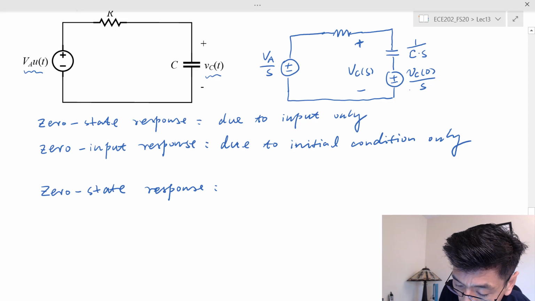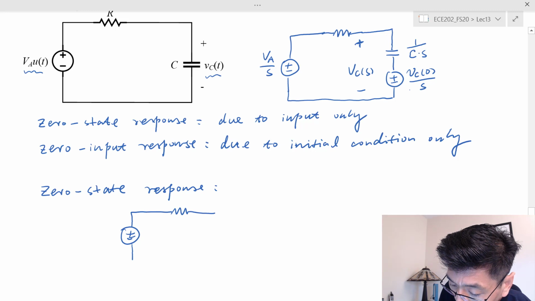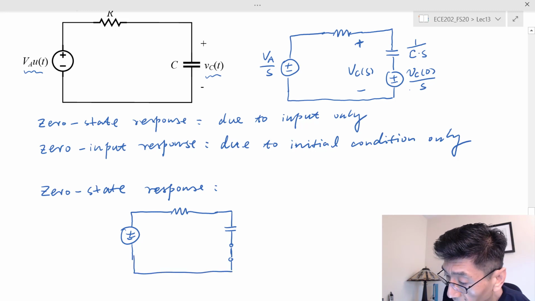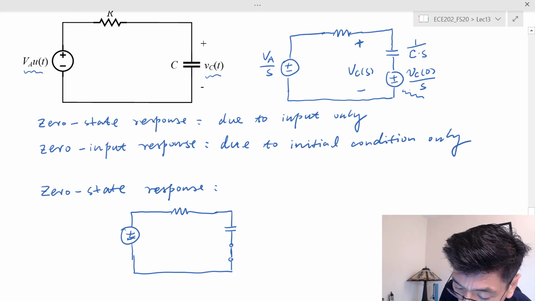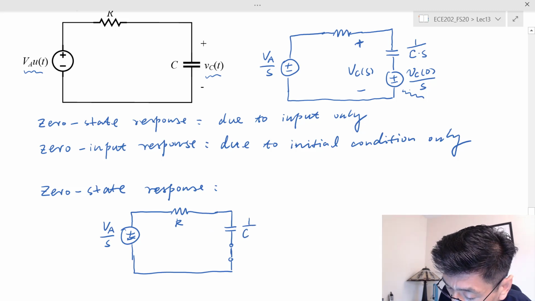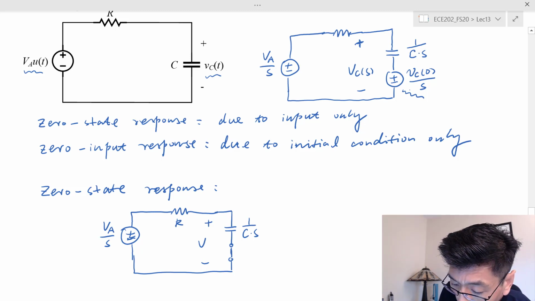So in this case, I redraw the circuit. And I have impedance here, and I have a short circuit here. I turn off this source here. And in this case, I have V_A over S, I have R, 1 over CS, and so this is the V_C. Let's call it the zero state V_ZS(S).